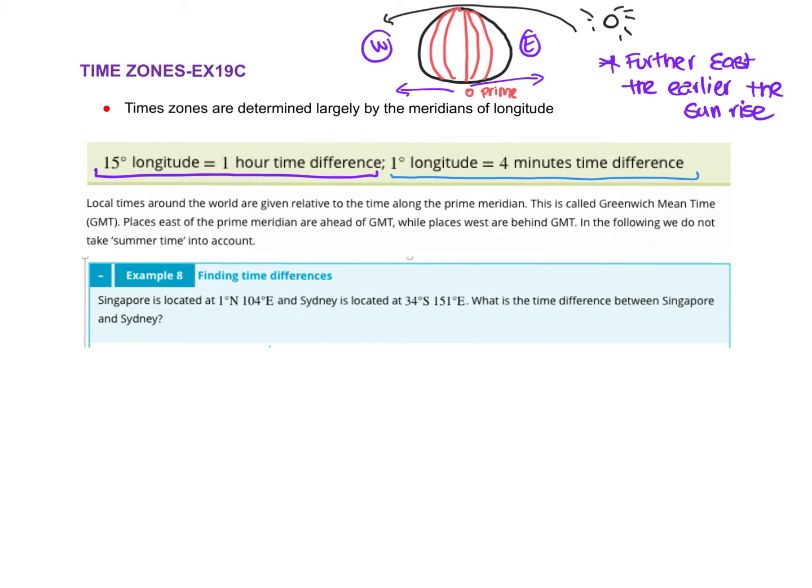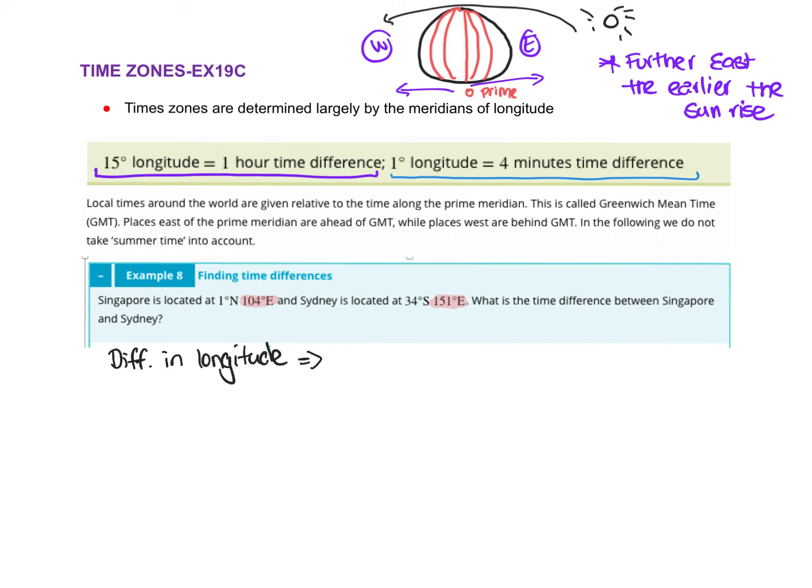Okay, so when you get these questions, if we look at this one here, it says Singapore is located 1 degree north and 104 east. So here's the longitude that we are going to be looking at. And Sydney is located at 34 south and 151 east. Okay, what is the time difference between Singapore and Sydney? So when you get the time difference, all you need to do is find the difference in the longitude.